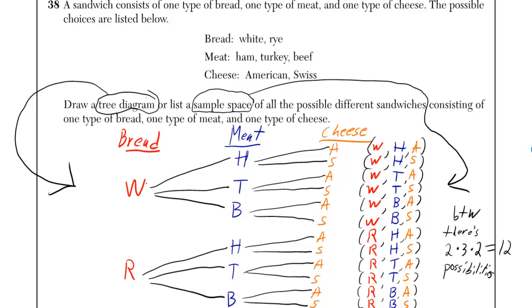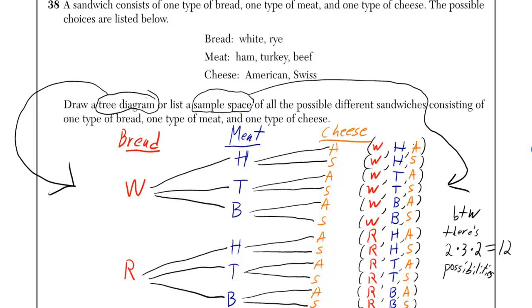Well, what about if you did go with white and then ham? Then you could have chosen either American cheese or Swiss cheese. So there's actually 2 times as many possibilities for all of these six, because every single one of those times, you'll have two choices. If you chose white bread and then turkey, well, you could have chosen American or Swiss. If you chose white bread and then beef, American or Swiss. So you can list out all these possibilities.